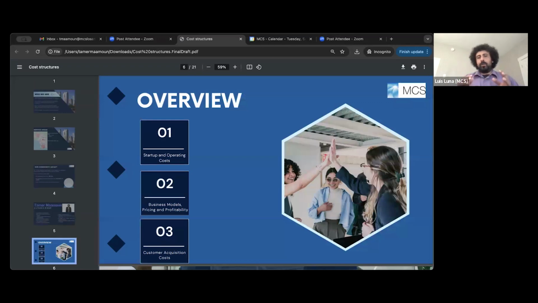This is just a little basic overview of the structure of today's webinar. We're going to go over startup and operating costs, and then we'll take a pause and do some Q&A. And then we'll get into business models, pricing, and profitability. We'll take a pause there, and then we'll go into customer acquisition costs.